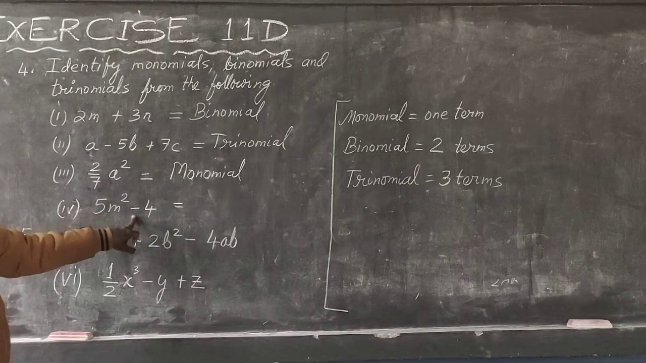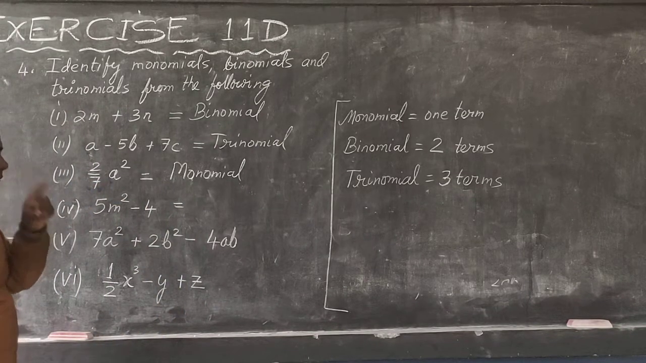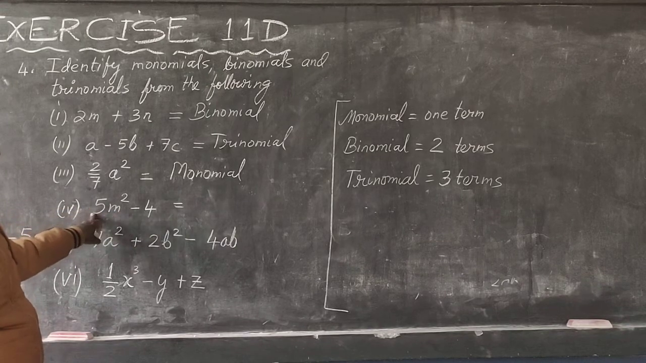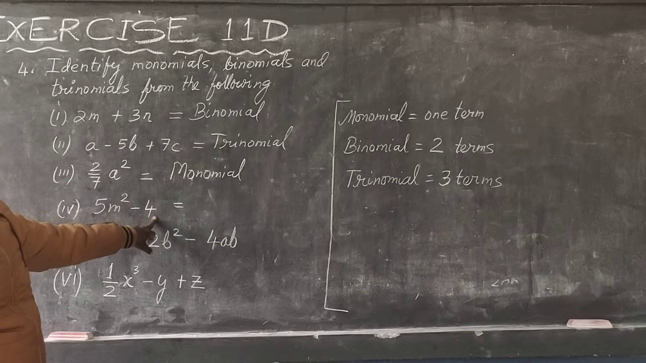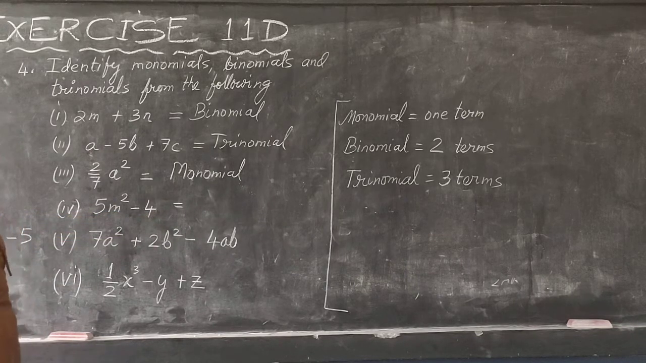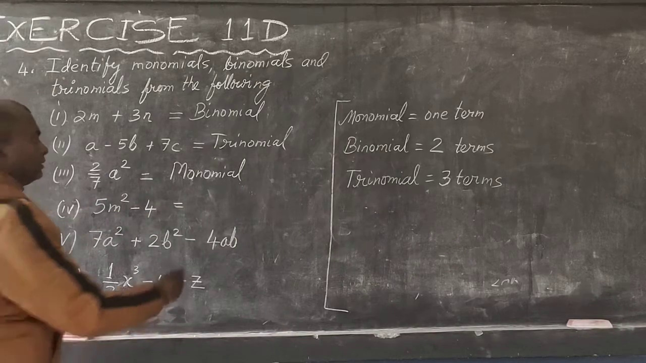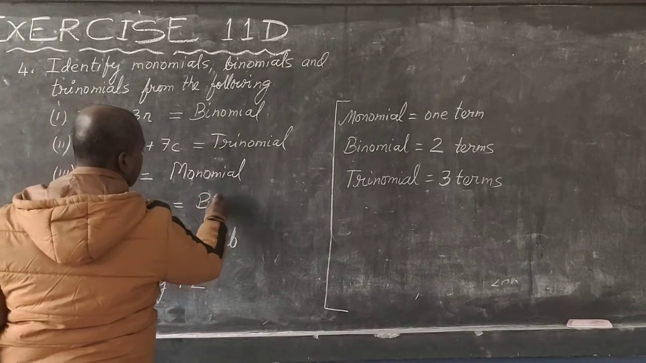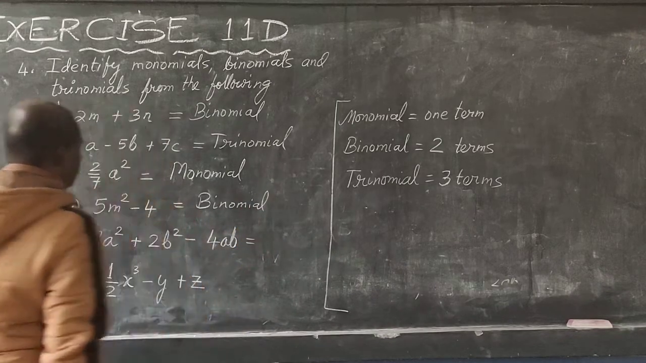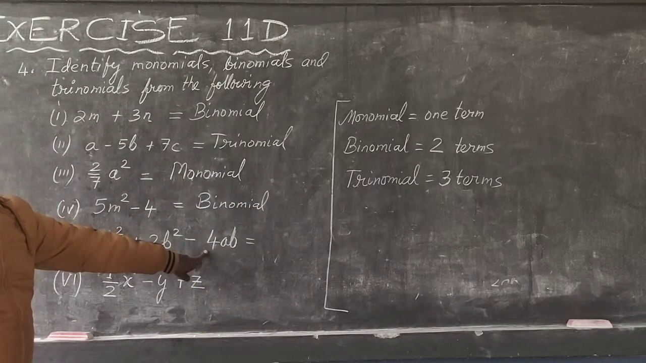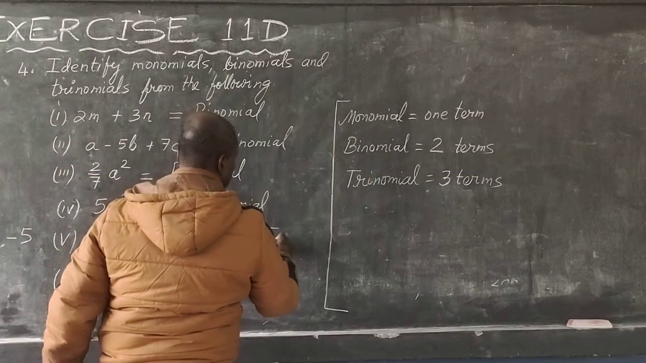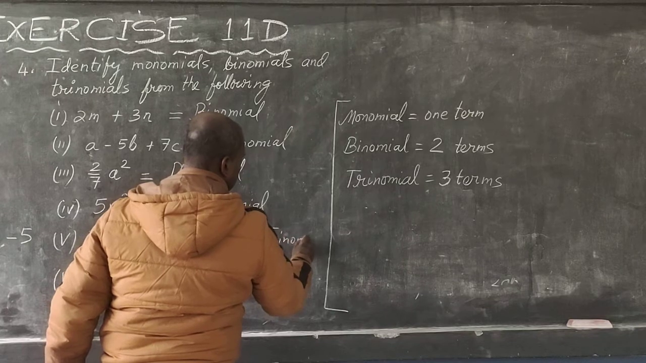Here you have one minus sign. I have told you to look out for plus or minus sign. So on the left you have one term, on the right you have another term. Now this term doesn't have any variable in it, but it's still regarded as a term. You can have two terms. Two terms means binomial. 1, 2, 3 terms. So 3 terms means trinomial.